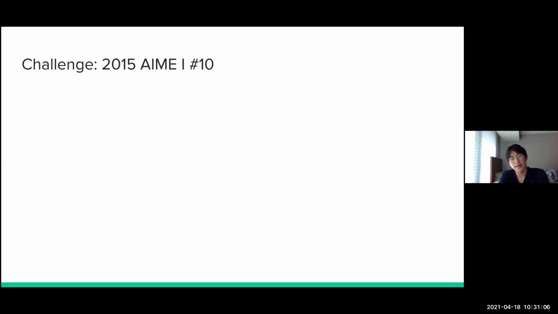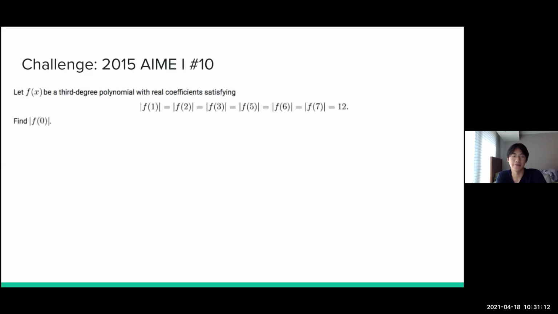For example, let's look at the 2015 AMC number 10. So since it's number 10 on an AMC, this is very difficult. So let's look at it. Let f of x be a third degree polynomial with real coefficients satisfying the absolute value of f of 1, f of 2, f of 3, f of 5, f of 6, and f of 7 equals 12. And we need to find the absolute value of f of 0.